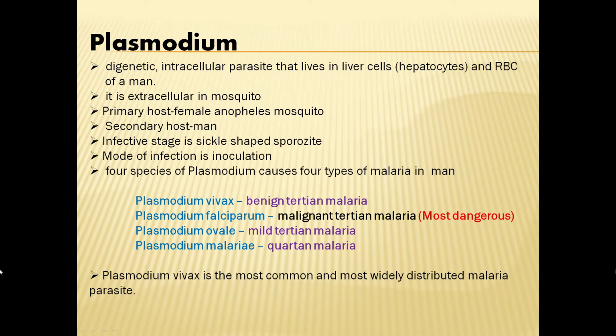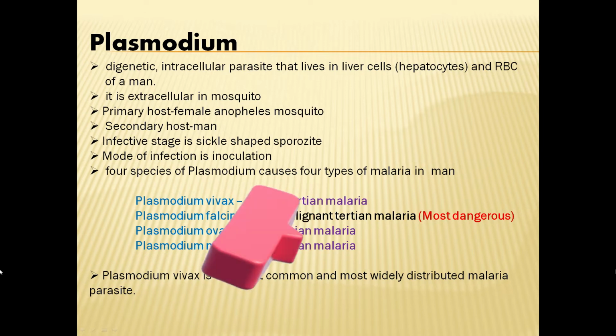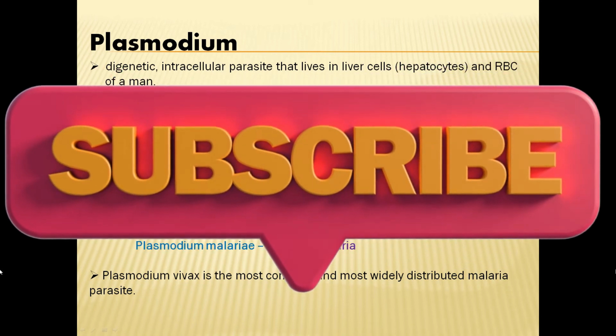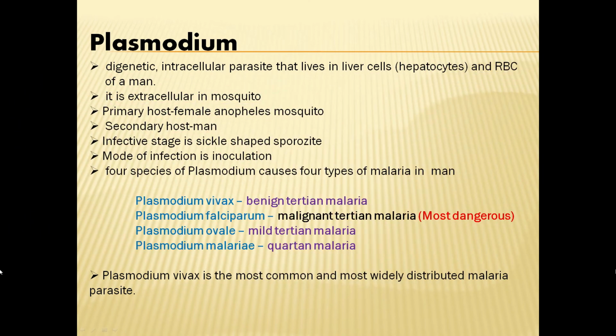Man is suitable for the asexual phase of Plasmodium. Its habitat is RBC or hepatocyte. The infective stage in man is the sickle-shaped sporozoite. That means Plasmodium enters human beings as a sickle-shaped sporozoite. So that is the starting point of infection in our human beings. Mode of infection is inoculation. Inoculation means mosquito biting. So we get malaria or Plasmodium vivax in our body because of the mosquito bite.